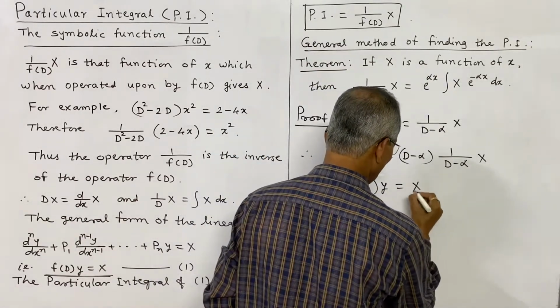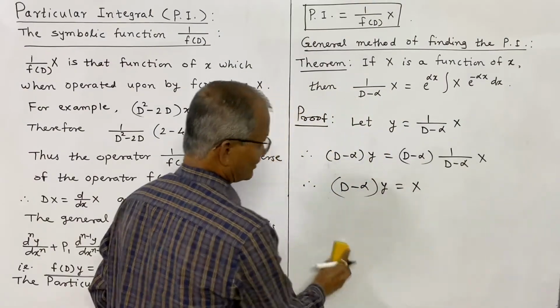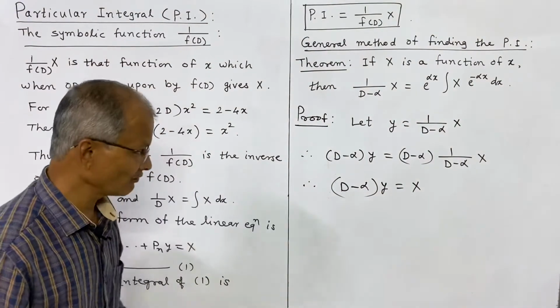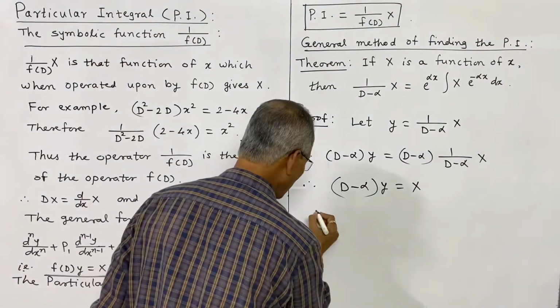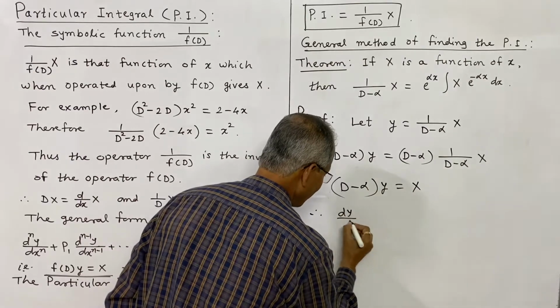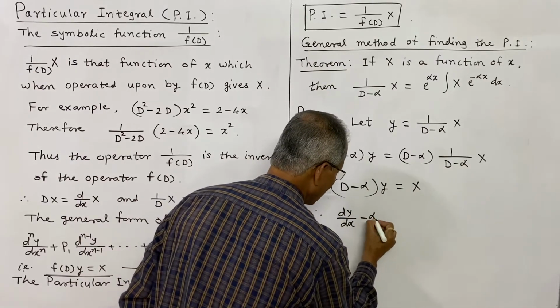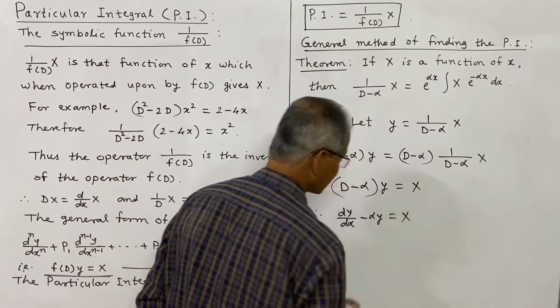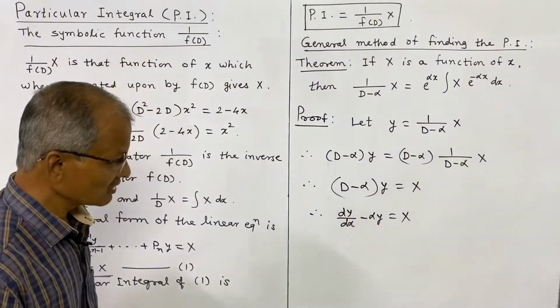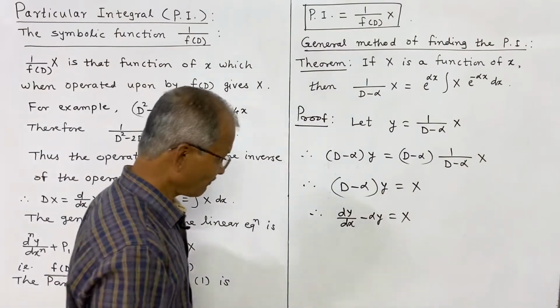So that gives X, and therefore the equation becomes D minus alpha operated on y is equal to X. Note this, and now D stands for d by dx. So we operate on y, that means this will be dy by dx minus alpha y is equal to X. So this is the equation we have obtained, and we know this is a linear differential equation of first order.